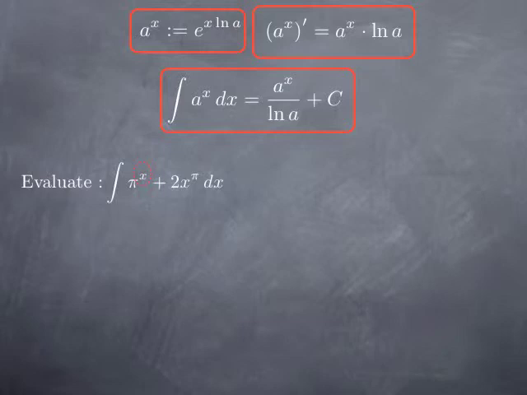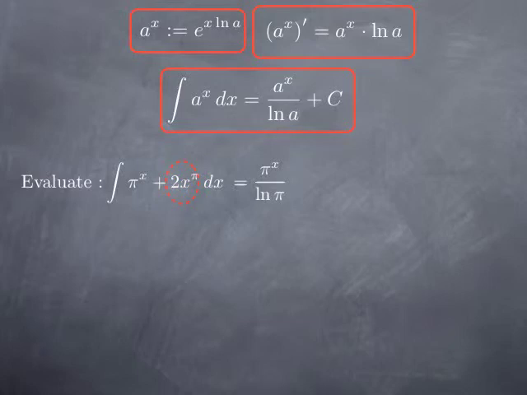In other words, this is an exponential function, and we use a formula that we have right above the integral we're looking for, and we obtain pi to the x divided by natural log of pi, because we're integrating the exponential function of base pi.